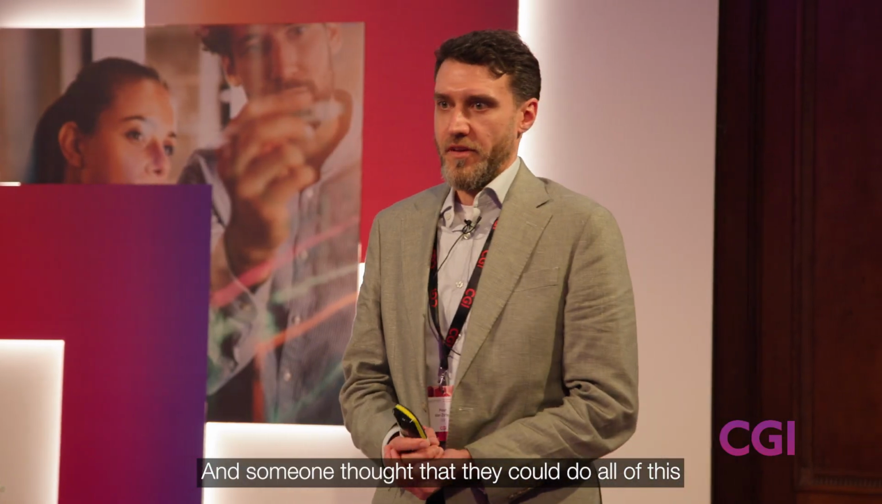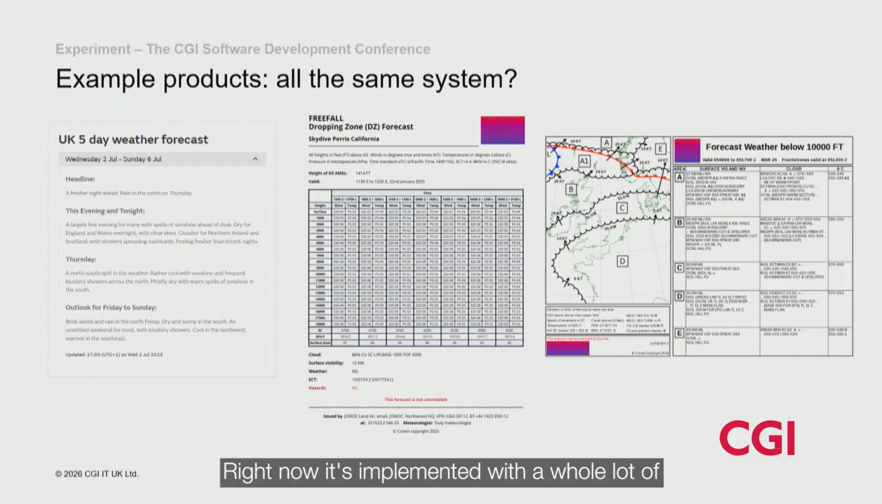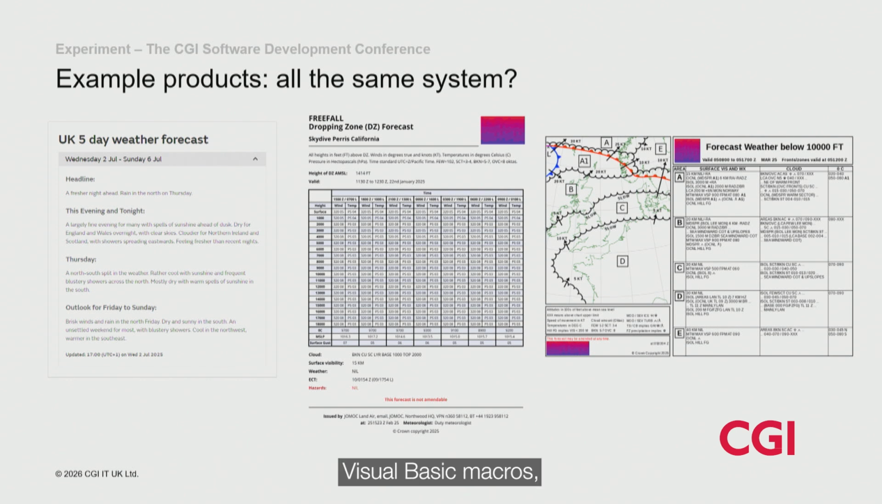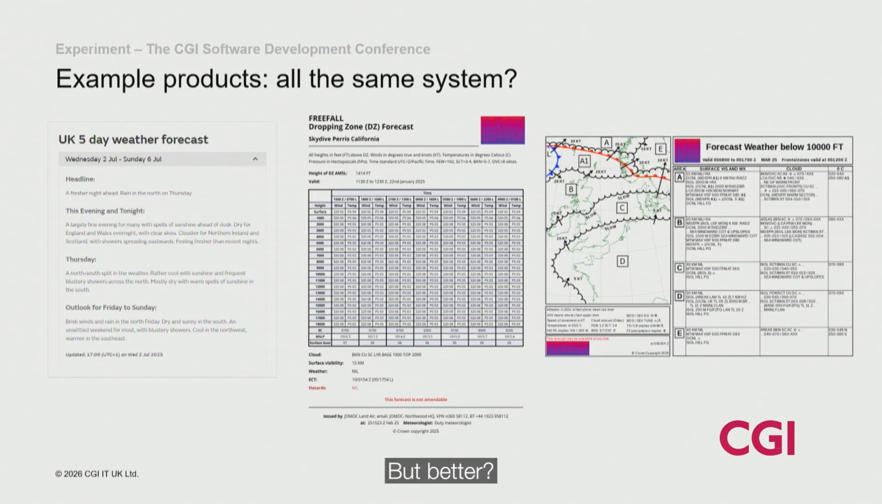And someone thought that they could do all of this in one system. Right now, it's implemented with a whole lot of Visual Basic macros behind Word and Excel and all sorts of other things, and it's quite horrific if you dig into it. So we're basically doing a sort of cloud transformation modernization project, but also building for the future. What can they do with this system after they've done what they're doing now, but better?